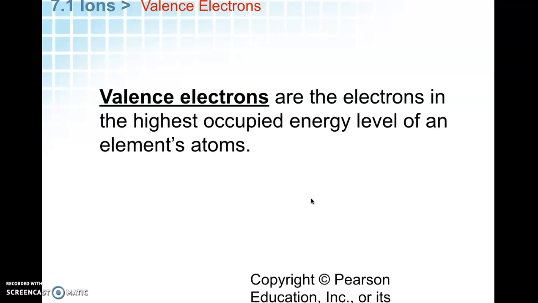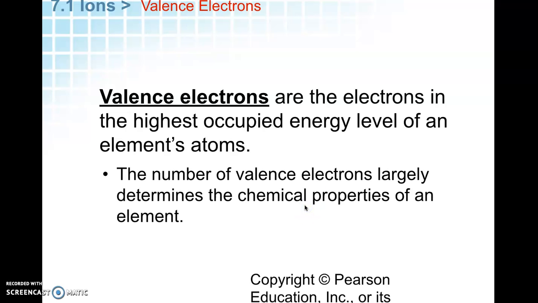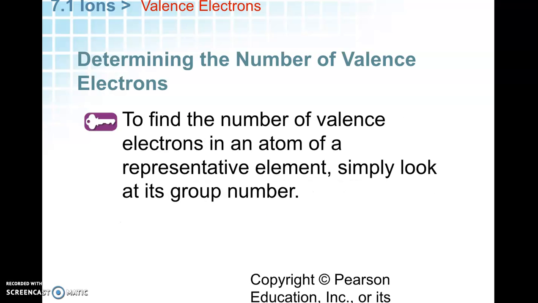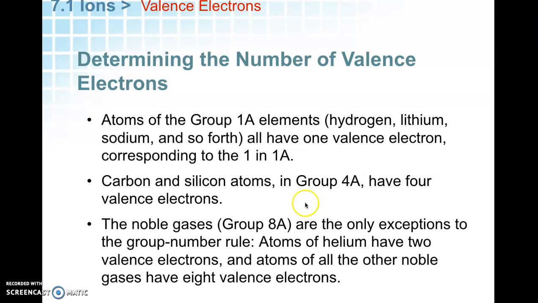To review, valence electrons are the electrons in the highest occupied energy level of an atom. The number of valence electrons determines the properties of the element. That's why all the group 1 elements act one way and group 2 act a little bit different. To find the number of valence electrons, we just look at the representative number. So group 1A has 1 valence electron, group 4A has 4. For the noble gases, helium has 2, all the others have 8.